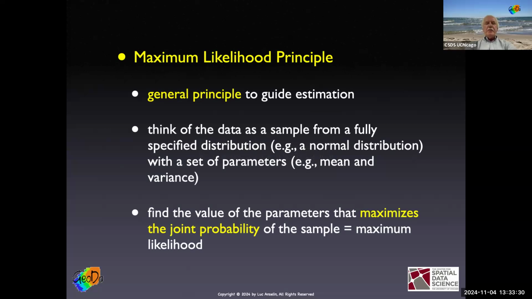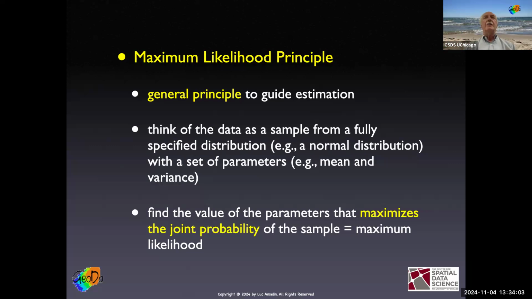The maximum likelihood principle, as we've already discussed, is a general principle to guide estimation. You think of the data as a sample of a fully specified distribution. So, for example, a normal distribution, we will assume that the error terms in our spatial regression follow a normal distribution. And that is our entry point into maximizing the likelihood, which is the joint probability. And without a distribution, there's no maximum likelihood.